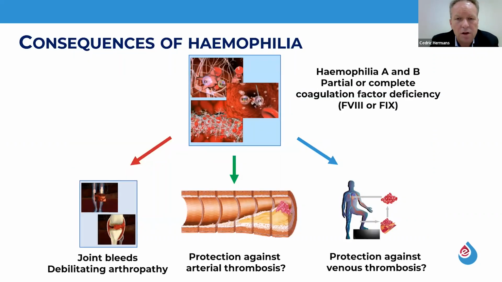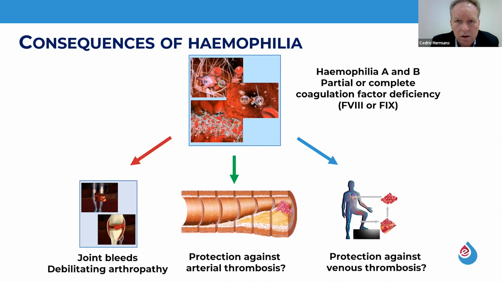Regarding cardiovascular disease, this really basic slide shows you what hemophilia is. Hemophilia is characterized by a partial or complete deficiency of factor VIII or factor IX for hemophilia A or hemophilia B. The main consequence is, as you all know, bleeding problems that mainly take place in the musculoskeletal system. This is depicted on the right part of the slide, leading to painful, debilitating arthropathy.